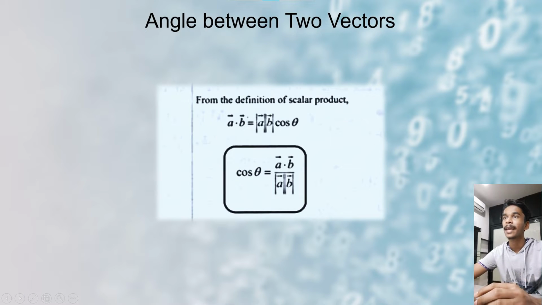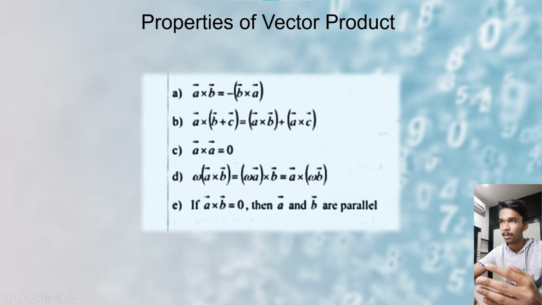In addition, angle between two vectors. In order to find the angle between two vectors, we can use the formula cos theta equals vector A times vector B divided by modulus vector A times modulus vector B. Furthermore, properties of vector product. As you can see, there are totally 5 properties of vector product, and the example questions will be explained.